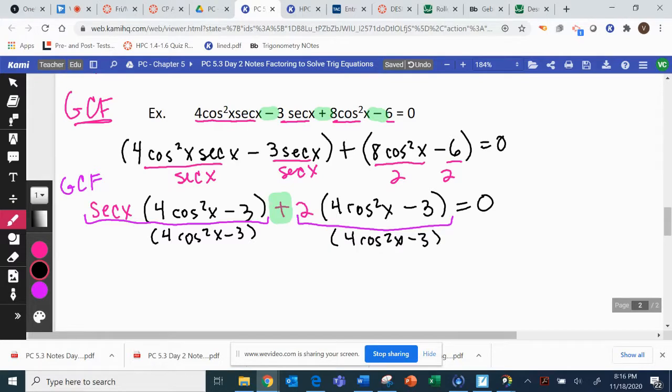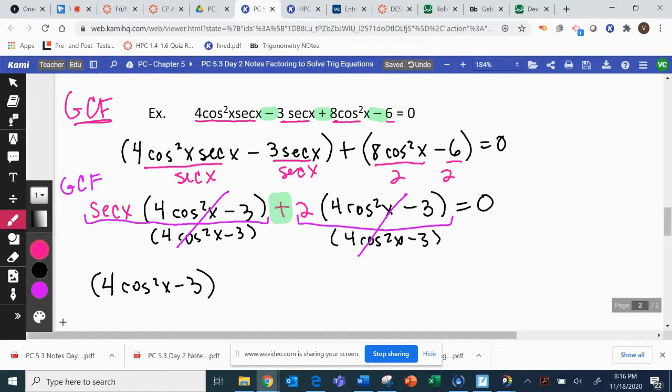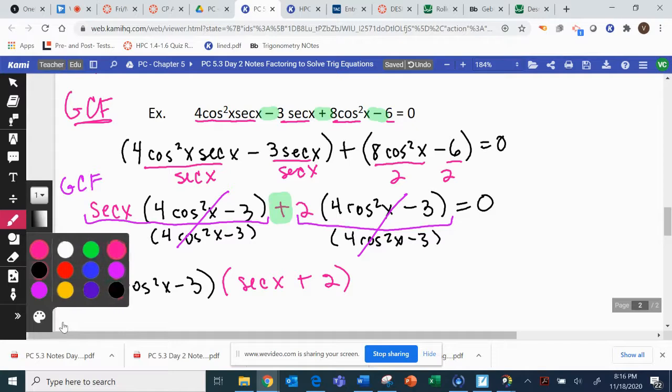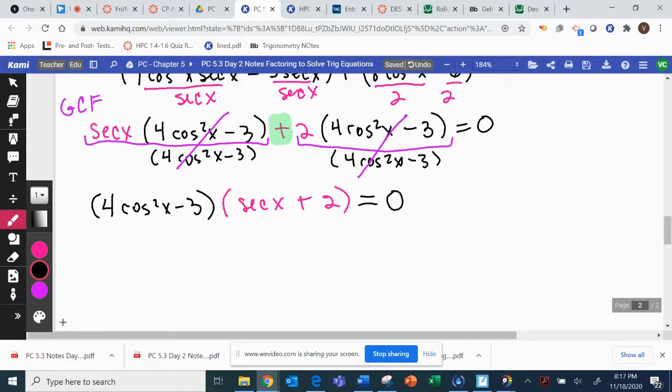So I'm going to undistribute that. I'm going to divide it out, and I'm going to put it in front: 4 cosine squared x minus 3. Once I divide that out, what's left over in each term? We've got a secant x plus the 2, and that's all that's left over. So now we have factored this by grouping. We have 2 binomials separated by multiplication. So these are factors. Once it is factored, you can solve each factor by setting them equal to 0.